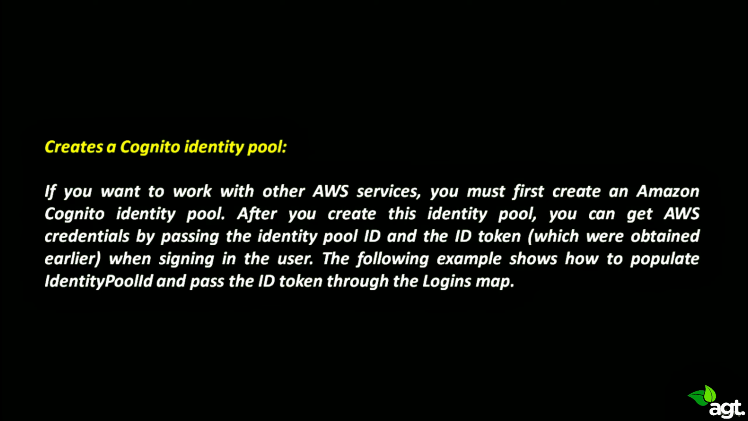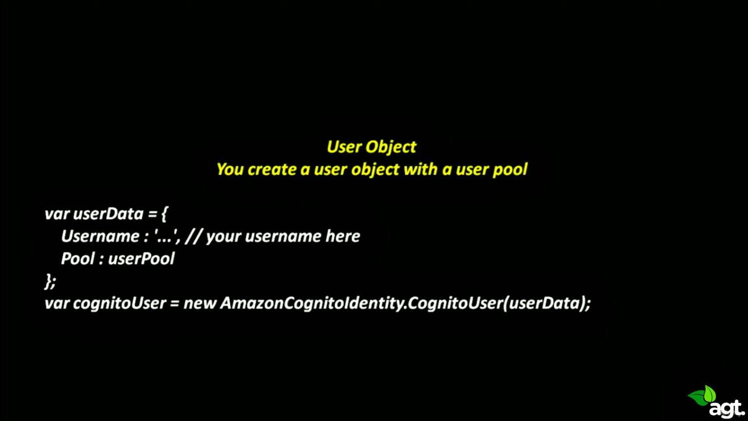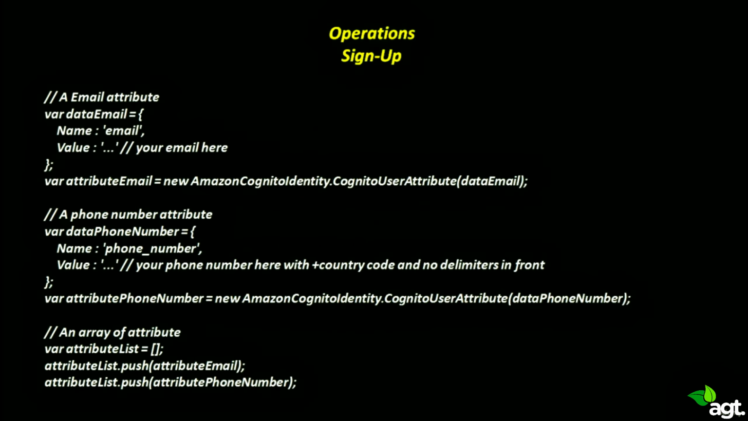The following example shows how to populate the identity pool ID, and how to pass the ID token through the logins map. So this is a sample code, and the second one is object creation, the user pool object. This is the sample code of the user pool object, and the user object is used to create a user object with the user pool code like this one.